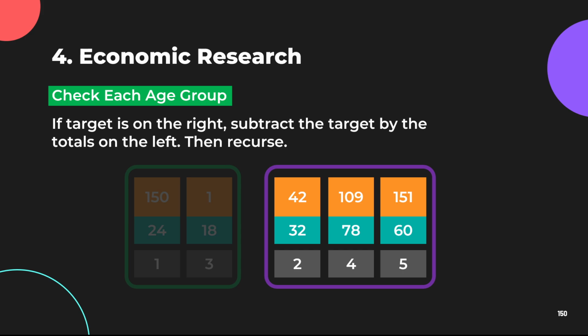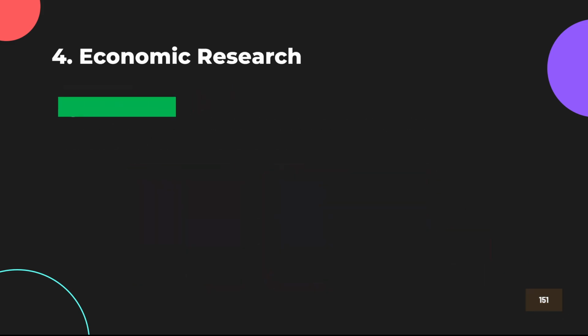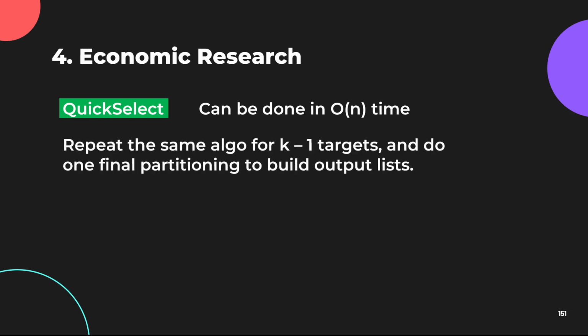One better case is that we don't have to check the right one, just check the left one. If you want to recurse to the left, go to the left. If you don't want to, then you recurse to the right. That also works. So we can also use quick select for this, and it can be done in O(n) time, because that's the case for quick select.